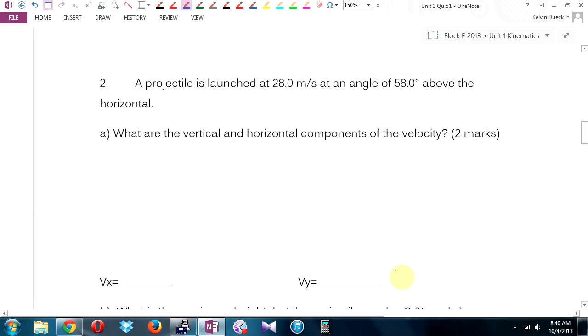Wow. Okay. Number 2, a projectile is launched at an angle. Draw a little picture. Looks sort of like that. 28 meters per second.